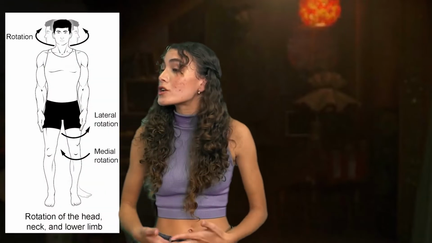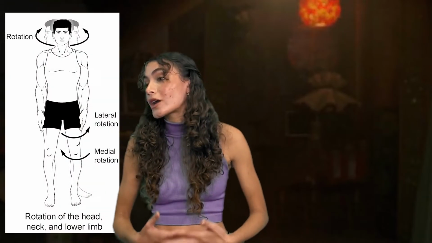Rotation is the turning of a bone around its own long axis. It is the only movement allowed between the first two cervical vertebrae and is common at the hip and shoulder joints. Rotation may be directed toward the midline or away from it. And that's it for types of movements.